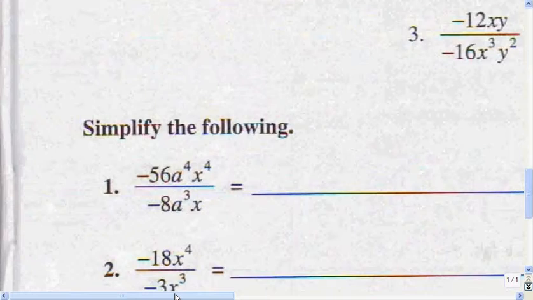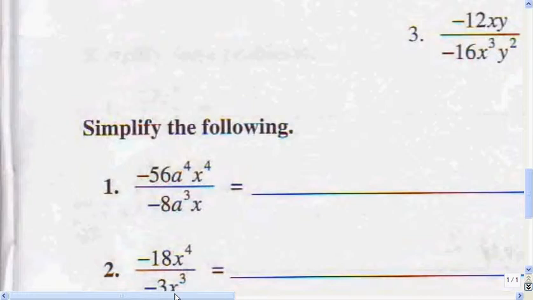Okay. Pretty much the steps are the same, right? For dividing and multiplying, the steps are the same. First, you look at your signs. Well, you've got 1, 2, so it's an even number, so your answer is going to be positive. You're not going to write nothing. You're just going to leave it blank.